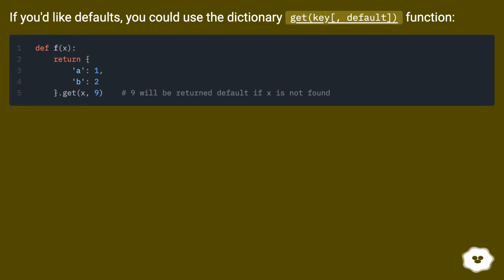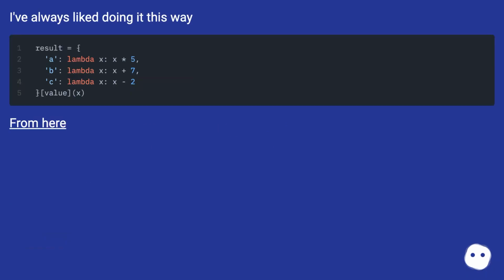If you'd like defaults, you could use the dictionary get(key, default) function. I've always liked doing it this way. From here.